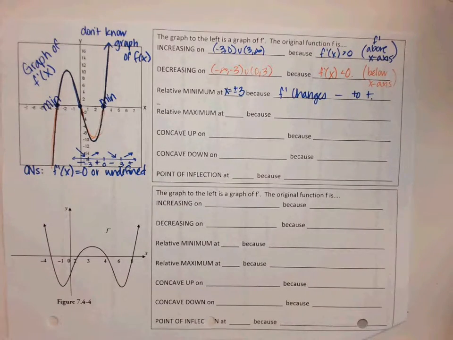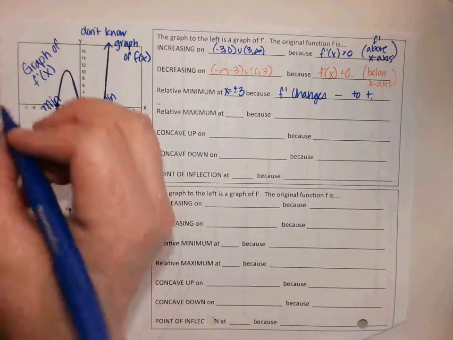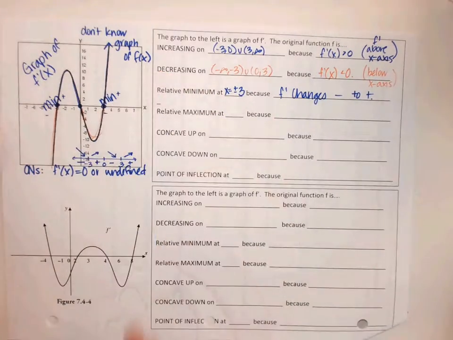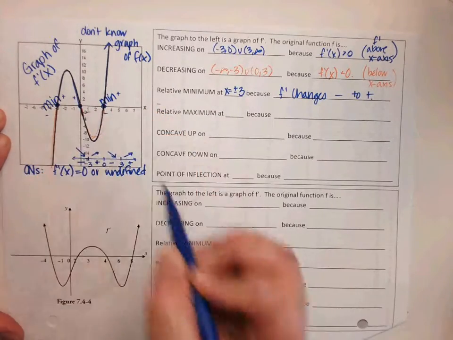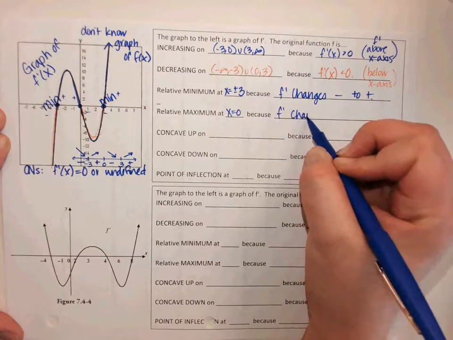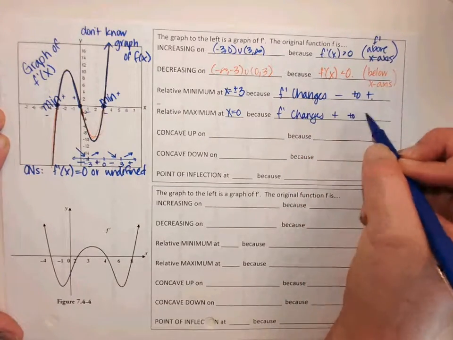Now, question. On my graph, what if I hadn't made a number line? Could I still tell that it goes from negative to positive? Yes. And this one, negative to positive? So I'm not going to draw that every time. I just did it on this one to make it a little more obvious. So this is a negative positive switch. This is a negative positive switch. Okay, where do I have a maximum then? 0. Plus to minus. So at 0, because f prime changes positive to negative.